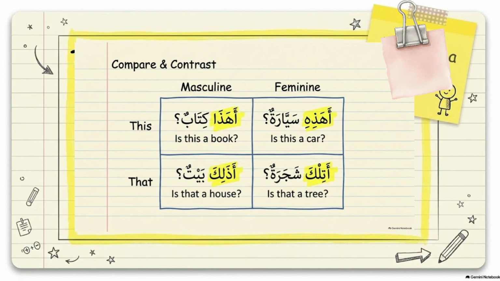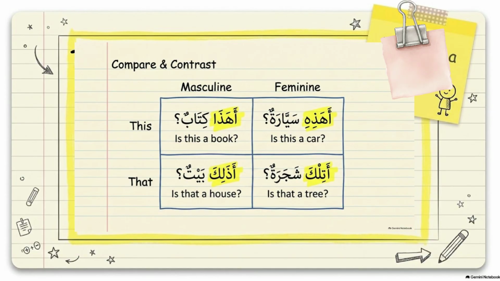Now, let's look at a compare and contrast matrix. Let's compare masculine and feminine objects, near and far, just to really cement these rules in your mind. On the top row, we're contrasting masculine and feminine for objects that are close to us. So we have a hadha kitab versus a hadhihi sayara. Then, on the bottom row, we're doing the exact same thing, contrasting masculine and feminine, but for objects that are far away. We have a dhalika bait versus a tilka shajara. Internalizing these specific patterns is exactly what's going to help you completely avoid those tricky gender matching mistakes we talked about earlier.